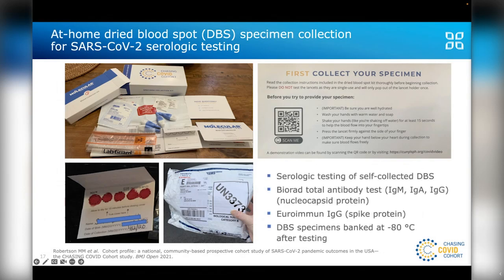And when the lab received these specimens from participants, they were then used for serologic testing, and we did 2 different serologic tests on these specimens, and then banked the specimens that were remaining at minus 80 degrees C.